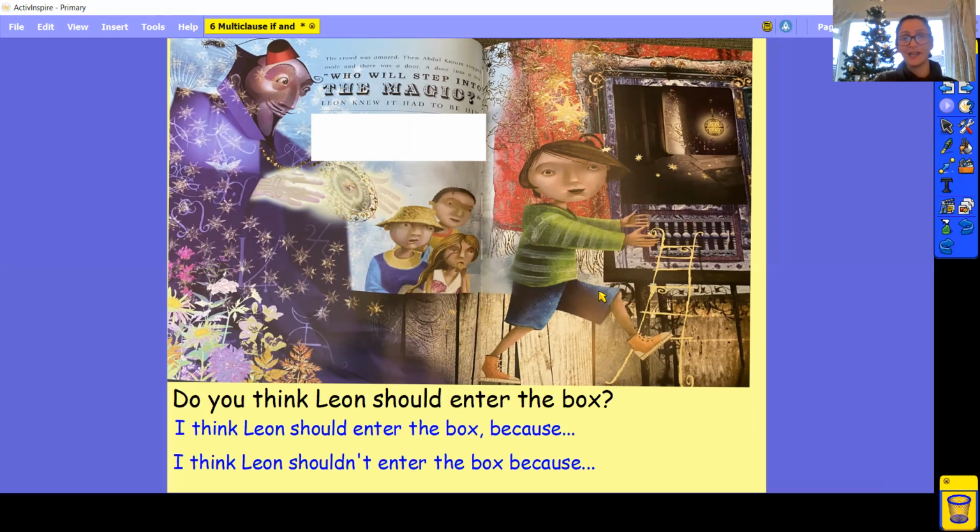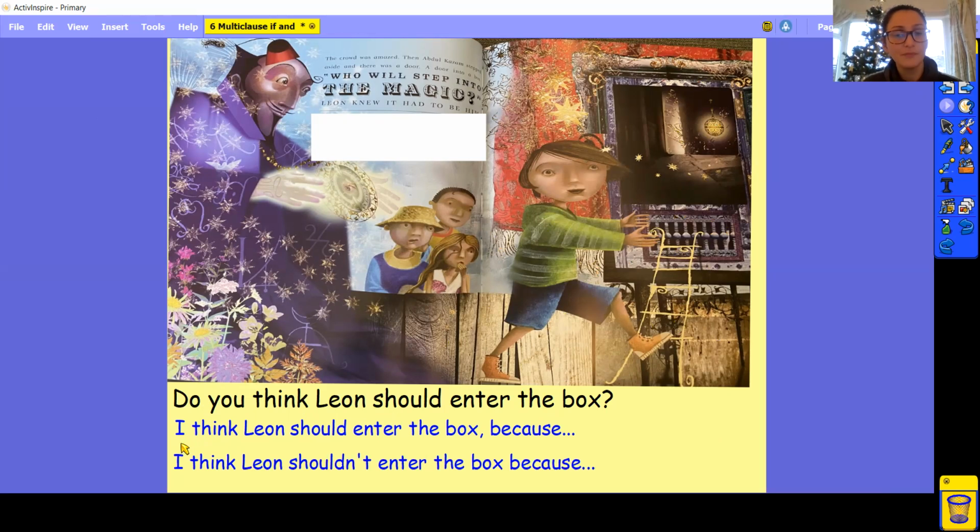Okay, and as you can see, Abdul-Kazam has said, who's going to step into this magic box? Who's going to be ready to go in? And of course, our main character, Leon, says it has to be him. So there he is going into the magic box. Okay, so my question is, do you think Leon should enter the box? Is that really a good idea? He's entering into a box where who knows what could be there?